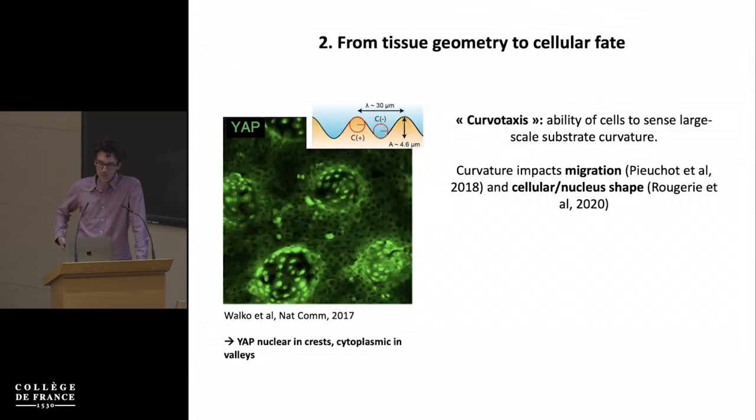Okay, so this is the first slide, essentially an example of how you go from domains of fate to domains of curvature, and how this might allow some specific function actually to protect stem cells mechanically.